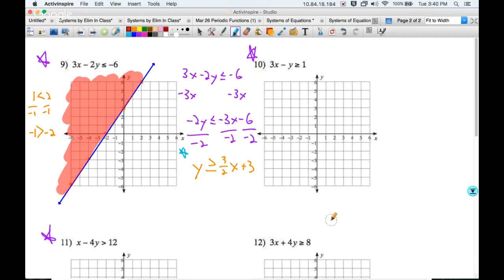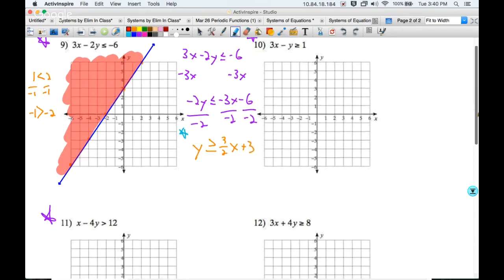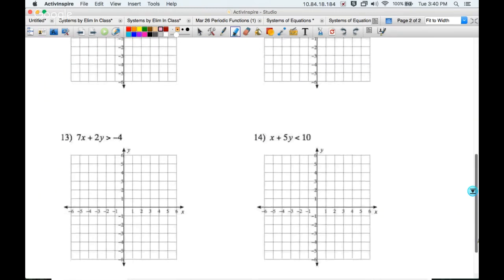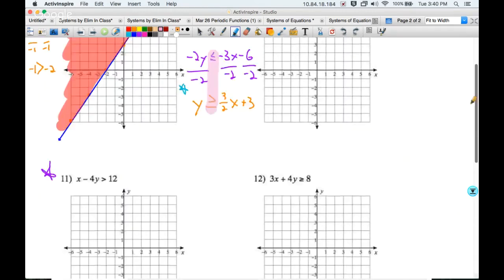All right. So don't forget to do that with 10 and 11. You will divide by a negative, and you'll need to do this very important step right here, where our inequality flips directions. Let me see. I think the rest of these should be easy enough.